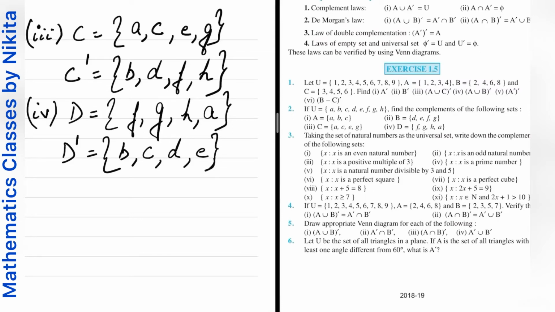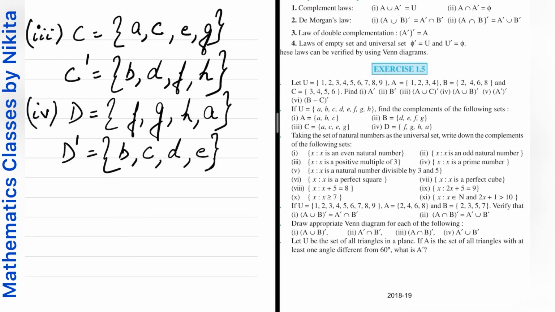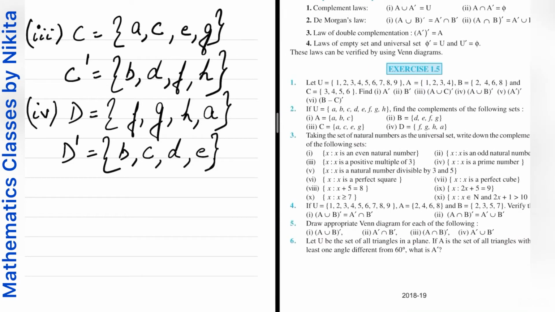Next question. Question number 3 says you have taking the set of natural numbers as the universal set, write down the complements of the following set. So very important thing to note in this question is that the universal set is given to be the set of natural numbers. So keep this in mind.